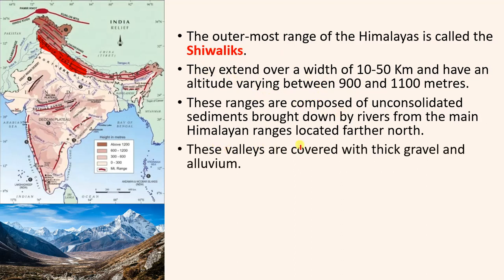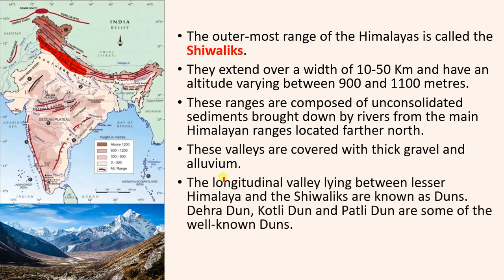These valleys are covered with thick gravels and alluvium. The longitudinal valleys lying between the Lesser Himalaya and the Shivaliks are known as dunes. Lesser Himalaya and Shivaliks means the Middle Himalaya and the Shivaliks, whichever low-lying areas are there, are generally known as dunes. So Dehradun is part of that region only. Kotli Dun and Patli Dun are some of the well-known dunes.